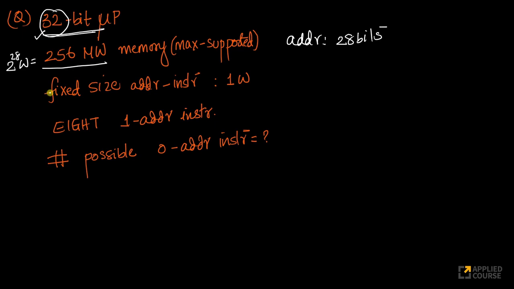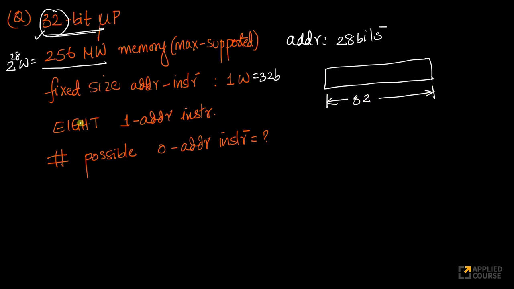Now it says this microprocessor has fixed size instructions of 1 word. Because it's not clearly mentioned what 1 word is, we'll assume that because we have a 32-bit microprocessor connected to a 32-bit word memory, this is 32 bits. So my fixed size instruction is 32 bits. This whole length is 32 bits. Let me just write that down so that we don't miss that.